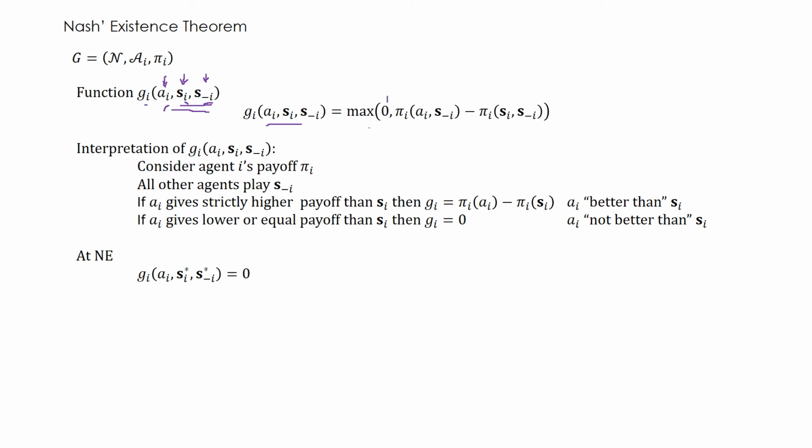Maximum of 0, comma, this difference here. And this difference is the payoff of agent i when it's playing the pure action a_i, and this is the payoff when it's playing the strategy s_i.